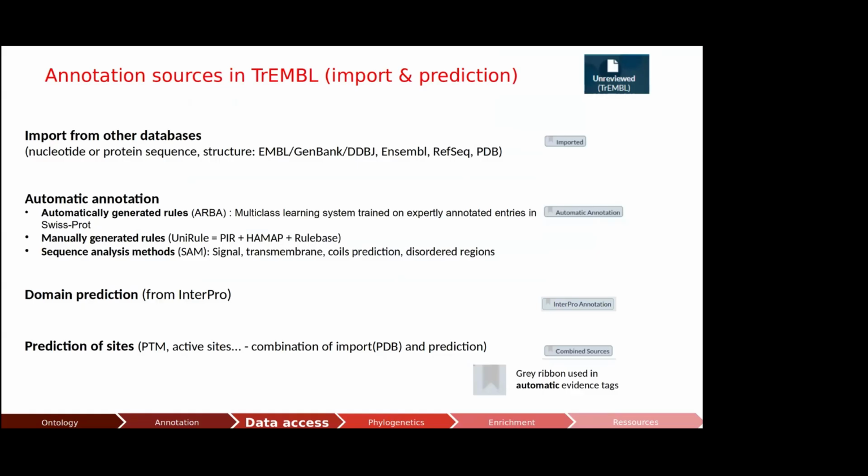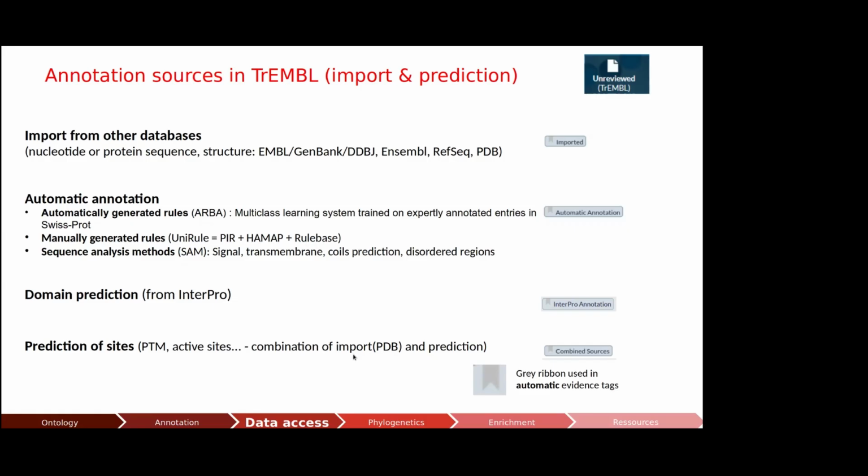Similarly to SwissProt, we also have evidence tags in TrEMBL, which show us where the annotations come from. The difference to SwissProt is that the annotations have been imported without human supervision, or computed automatically by different automatic annotation and prediction pipelines. I've detailed a few here just so you have the names. We don't have time to go into details, but you will be able to find them on the website if you want to find out more about those automatic annotation pipelines.